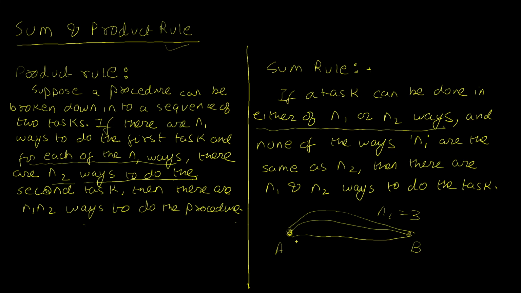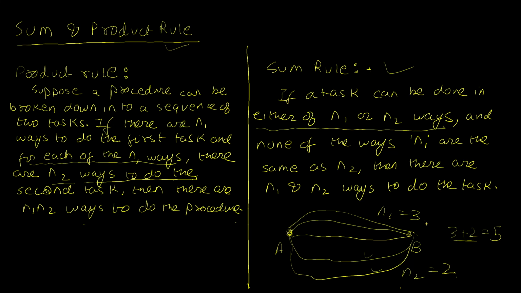And now we'll assume that over time, two more roads were built between A and B. So there are two more roads that got built, let's say after a certain amount of time. And I want to call these two ways n2. And now if you ask the question, how many total ways are there to go from A to B? The answer is simply 3 plus 2 is equal to 5. So we can see that the sum rule applied in this case. And the key takeaway here is that n1 and n2 are ways of doing the same task, reaching from A to B.